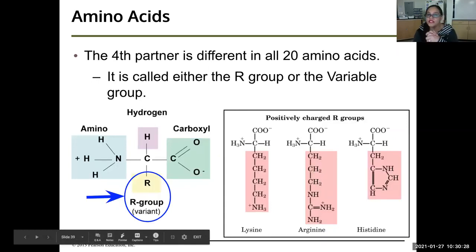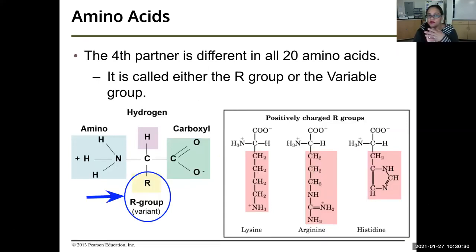The 4th partner is different in all 20 amino acids. It's either called the R group or the variable group. And that R group, that side chain, will determine the name and the function and the properties of that amino acid. The example is the box. Those chains make it a positively charged R group, which is going to interact differently with something negative or something acidic or something basic. And those are just 3 of the 20 examples.